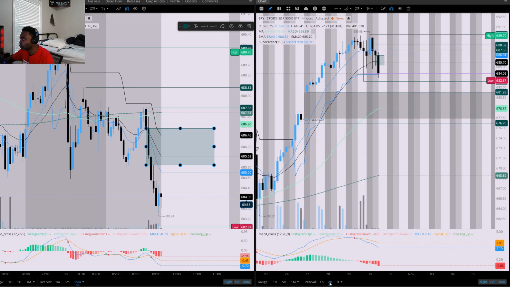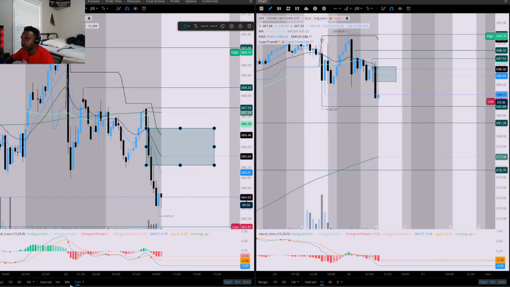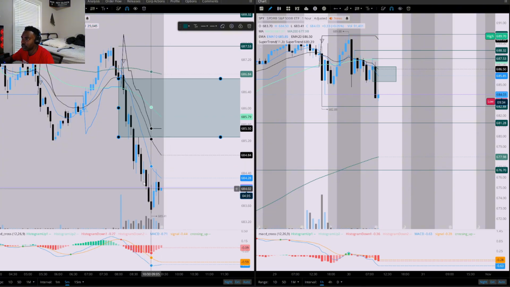All right, MACDs are still red. 15-minute. 5 minutes starting to reverse a little bit, kill over. If we get one of these crosses, that'll be interesting.